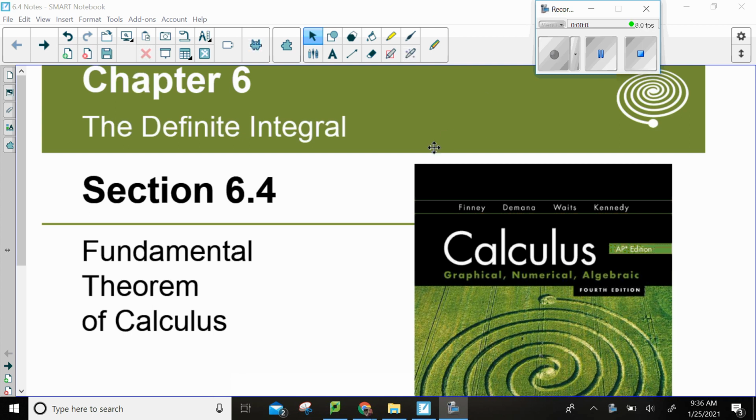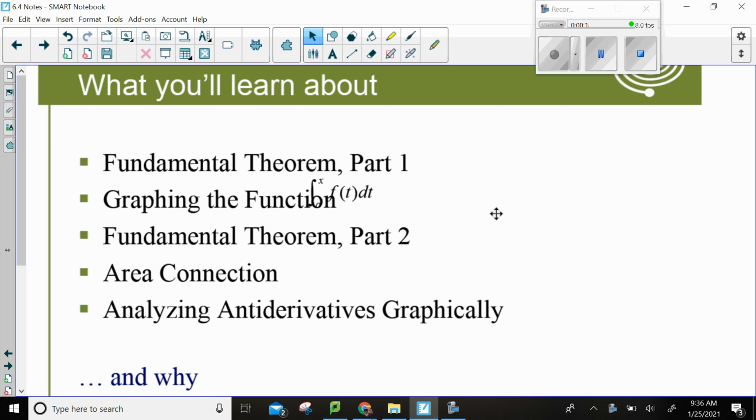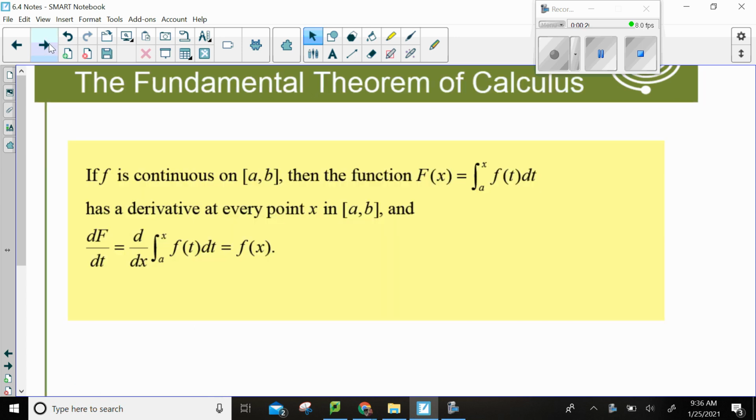Hey there, people. Today we are talking about section 6.4, the fundamental theorem of calculus. So yes, this is kind of important. We're going to learn about part 1 and part 2, graphing our functions, connecting it to area, and then analyzing our antiderivatives graphically.